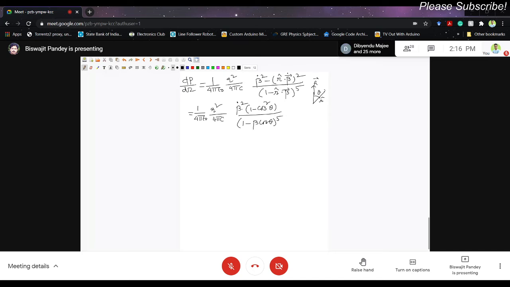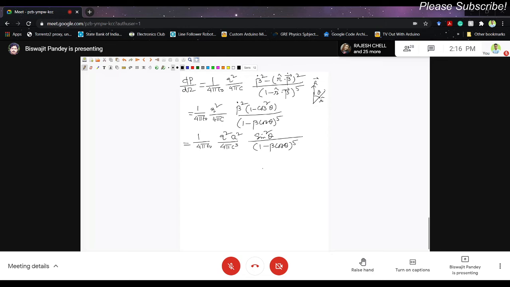And beta dot square is what? a square, acceleration square, by c square. So this will give us equal to 1 over 4 pi epsilon 0, q square divided by 4 pi c cube and an a square here, and 1 minus cos square theta is sin square theta. Sin square theta divided by (1 minus beta cos theta) whole to the power 5.